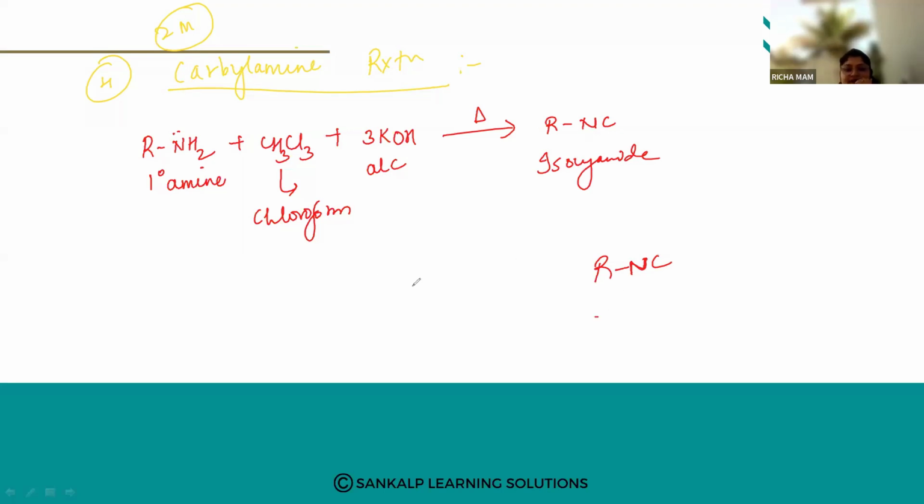Then we get isocyanide. CN means what? You get cyanides, right? So when the attaching group is carbon, then it is a cyanide. But when the attaching atom is nitrogen, then we get what? Isocyanide. So remember that, don't forget.